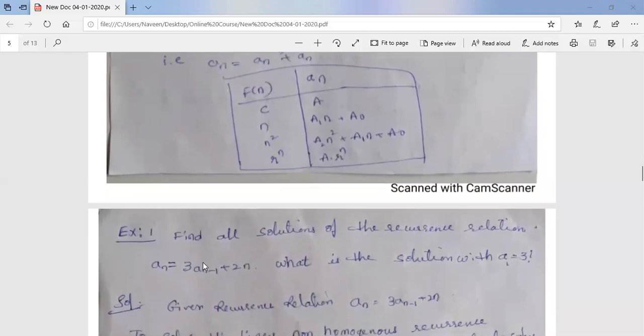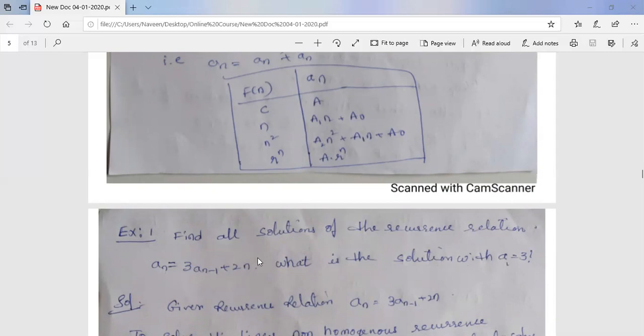Let us consider this example. Find all solutions of the recurrence relation a_n = 3a_{n-1} + 2n. What is the solution with a_1 = 3?